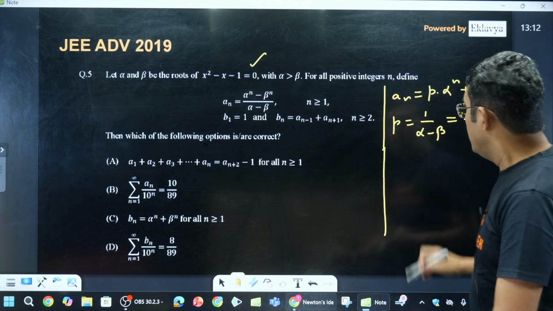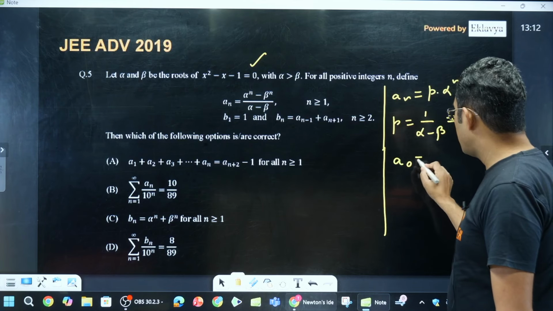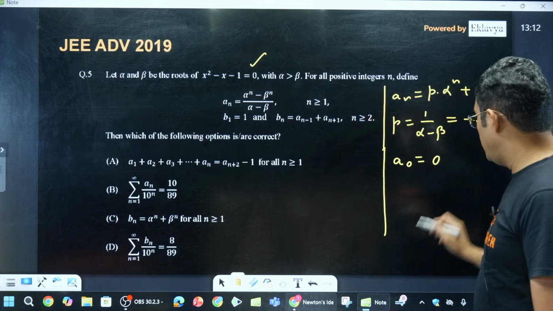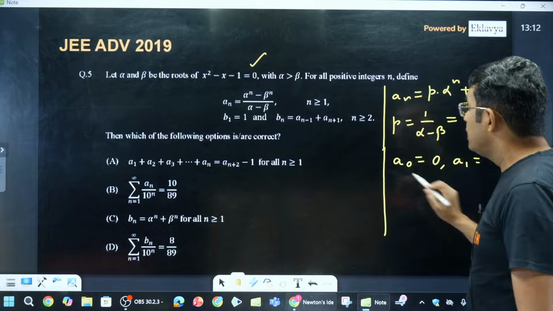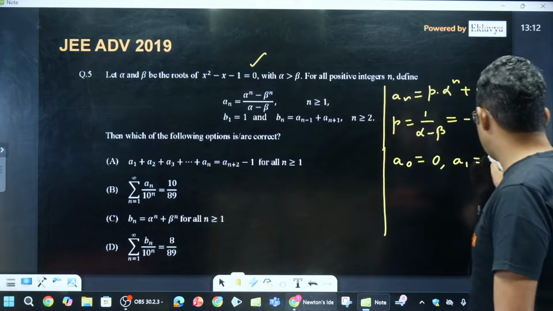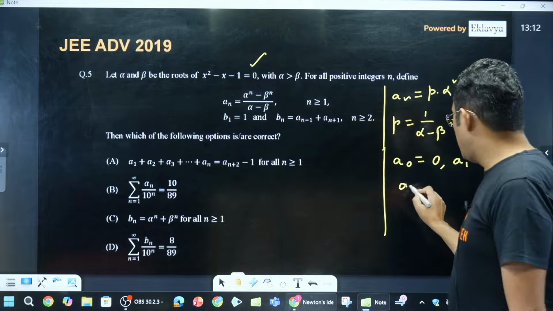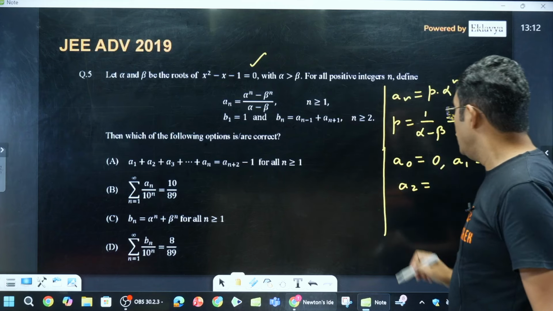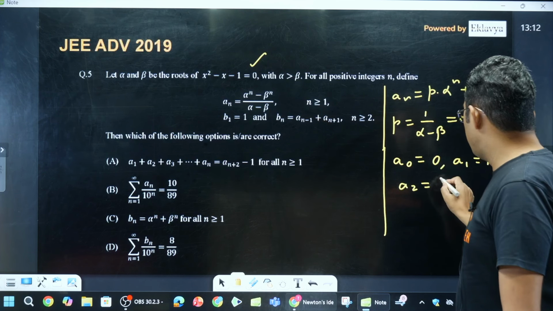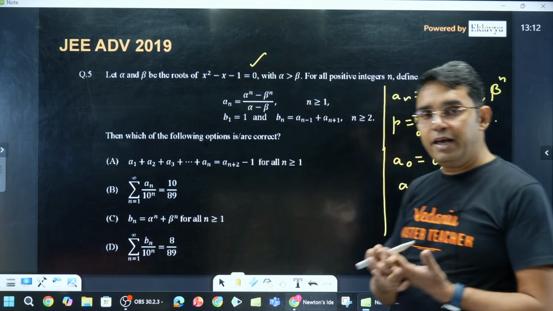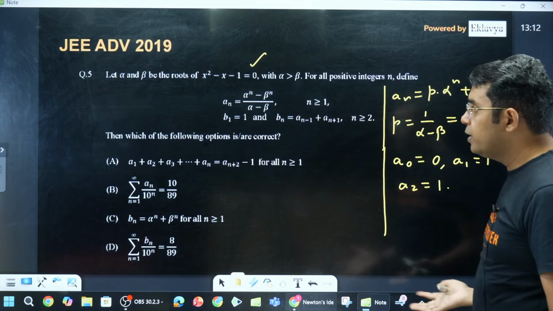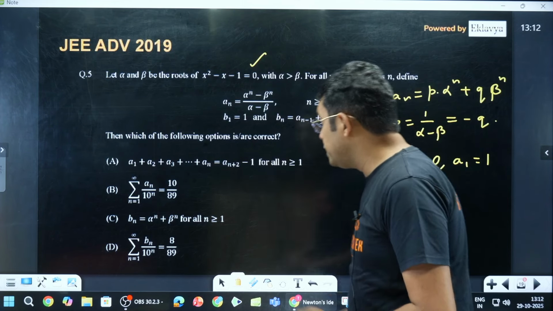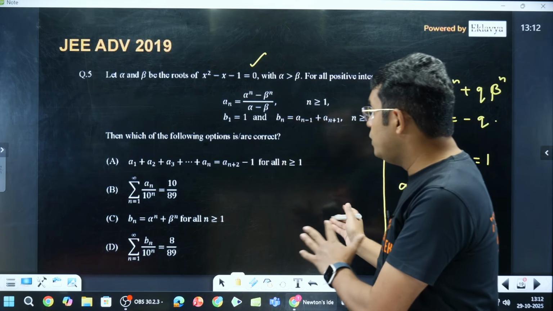And because of it, you can write a few values like a naught. If you put n equal to 0, that will be 0. A1 is alpha minus beta upon alpha minus beta, so 1. A2 also, if you want, it will be alpha square minus beta square upon alpha minus beta, so alpha plus beta will remain, so it will be 1. So these three terms are very easy to find, so let's write them. Now what are they asking in the end? In option A, they're asking A1 plus A2 plus A3 up to AN is equal to this thing.